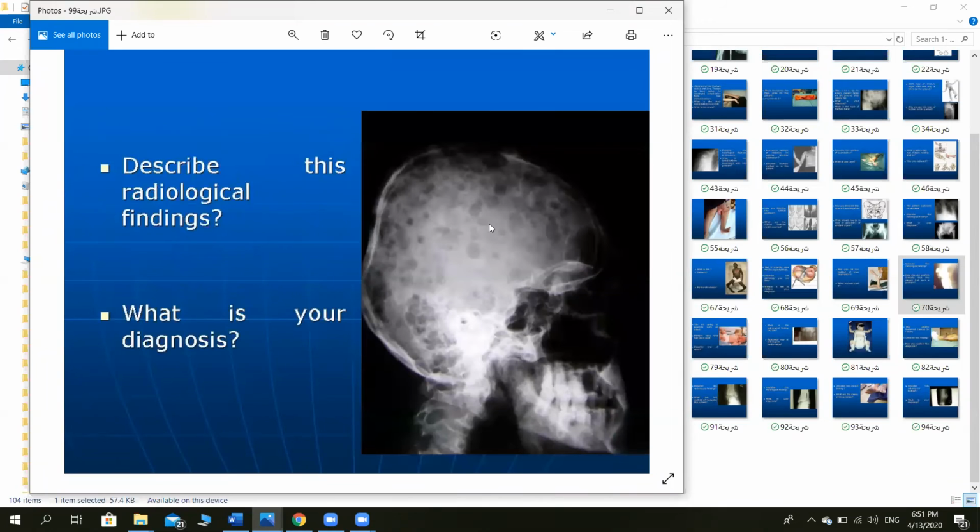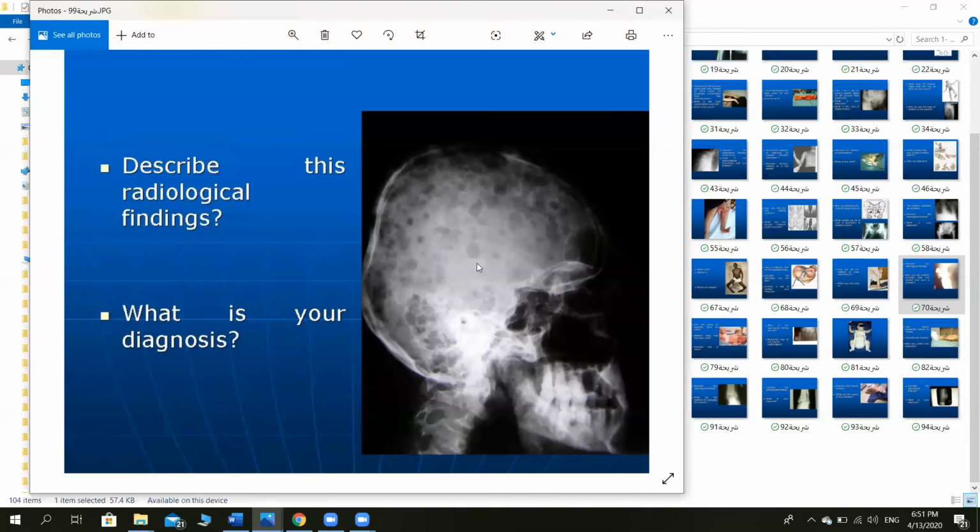This is multiple lytic lesions in the skull in favor of multiple myeloma. To confirm the diagnosis, we need to do urine for Bence Jones protein, serum protein electrophoresis, and bone marrow aspiration and biopsy. These confirm the diagnosis. Other differential diagnosis is secondary metastasis to the skull.